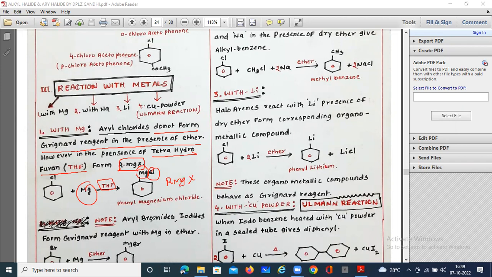So chlorides can give, but what about bromides and iodides? Aryl bromides and iodides form the Grignard reagent with magnesium in the presence of what? Ether. But chlorides can only give it in the presence of what? THF.